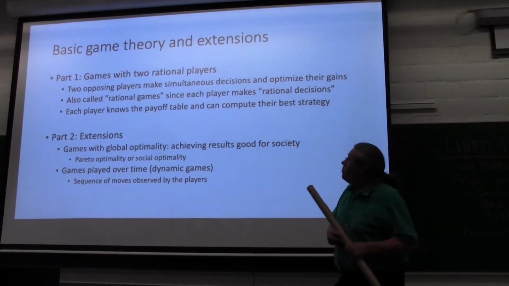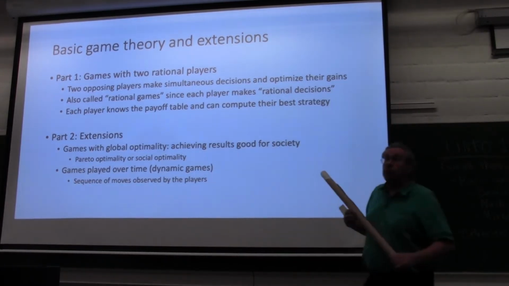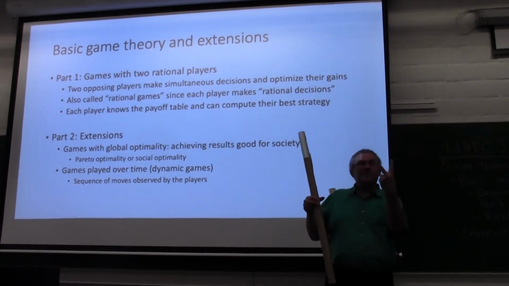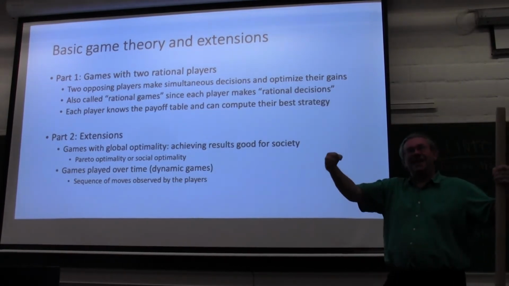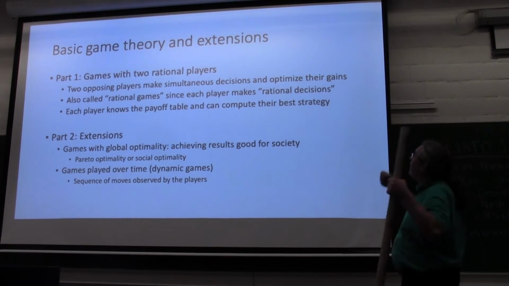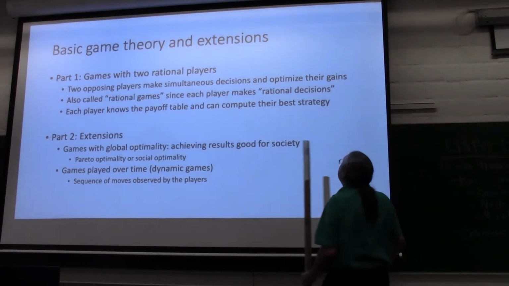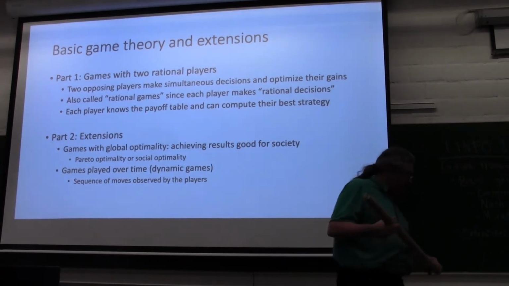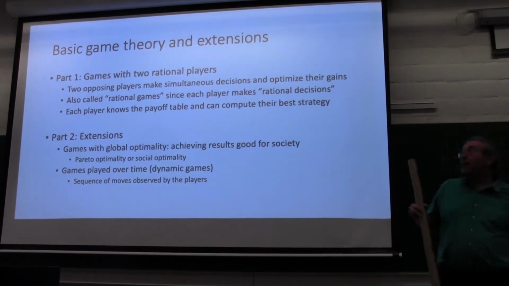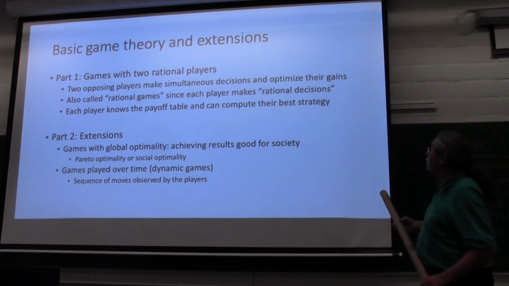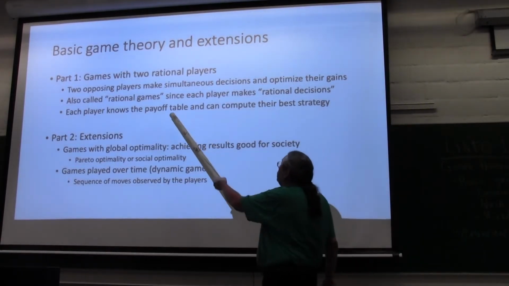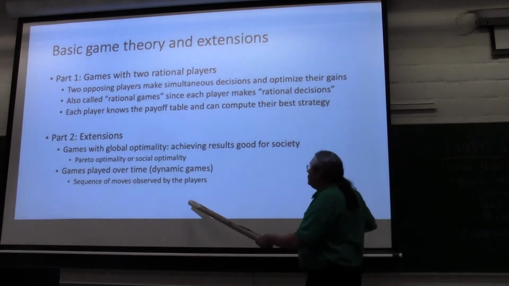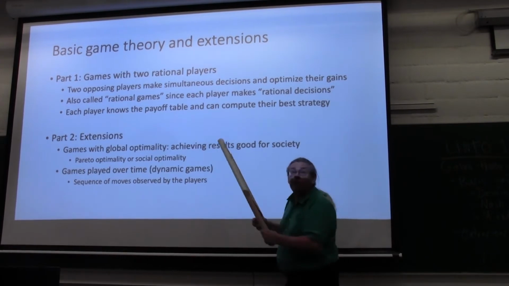So we're going to see then two parts. So the first part, which is today, and then we'll continue game theory next week. This is the simple case. Two players, each one making decision, and then you see what they get. Okay? Two opposing players make simultaneous decision. This is called rational games. The word rational is actually weird because sometimes it doesn't really look rational, but it's rational in some formal way. Okay. There's something called a payoff table, and each player can figure out the best strategy. After that, we see extensions. And so here the rational play is selfish.